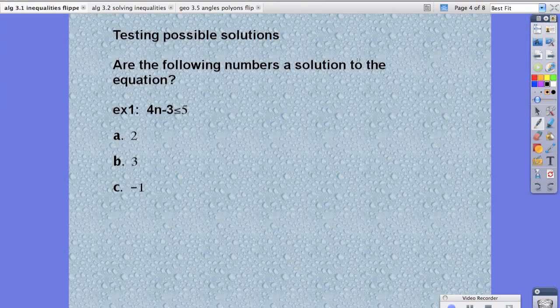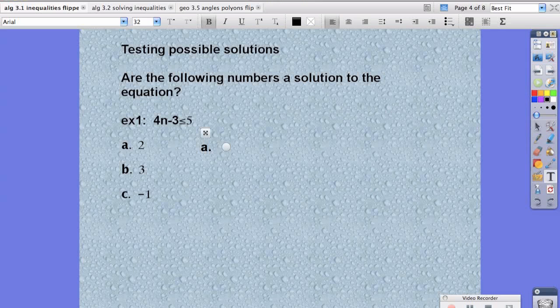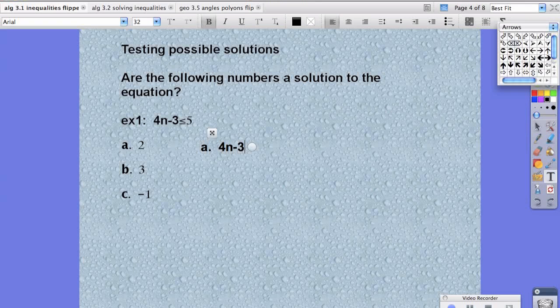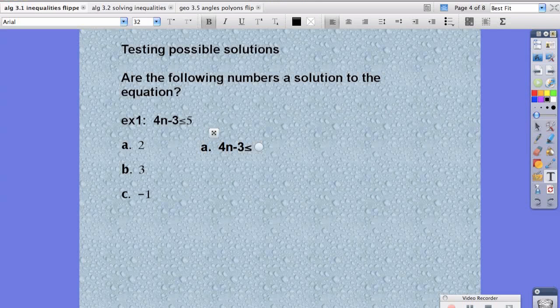So we're going to test out possible solutions. This is just one example problem that we're going to do. It says, are the following numbers a solution to the equation? So it gives us this equation here, and it wants us to test out options A, B, and C to see if it'll work. So we're actually going to start off with option A. Option A is telling us that we want to see if 2 is a solution to the equation.